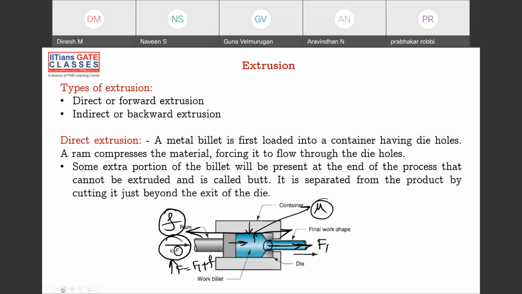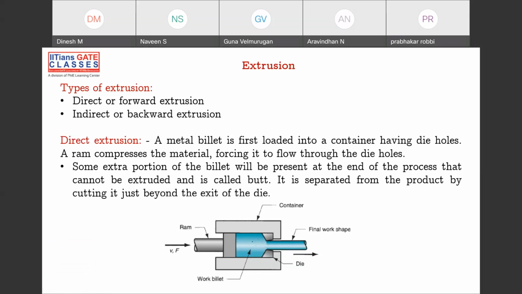That is the reason. Why is this coming? Because the workpiece is trying to slide with respect to the container, since rubbing action is happening. I don't want that to happen. So what can I do? I can do this.